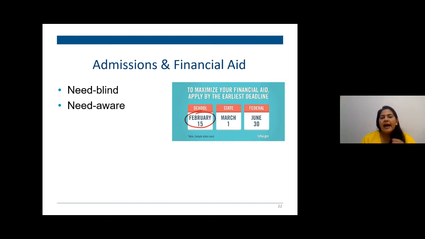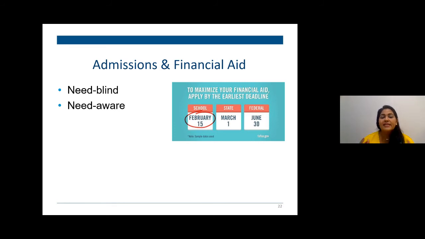A college that is need aware considers the finances of an applicant in its admissions process. This means that if a college may not have the scholarship or financial aid to support you, it may decide not to admit you, because it doesn't want to force you to take on more debt than you should. A school that is need aware is not necessarily a bad school. In fact, I previously worked at almost all need aware colleges.